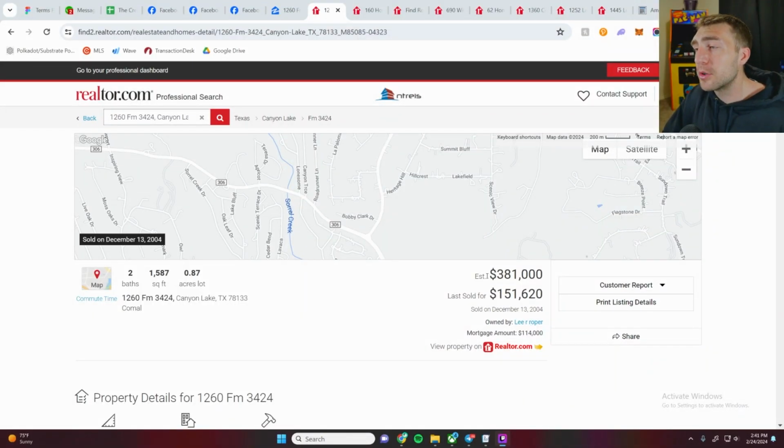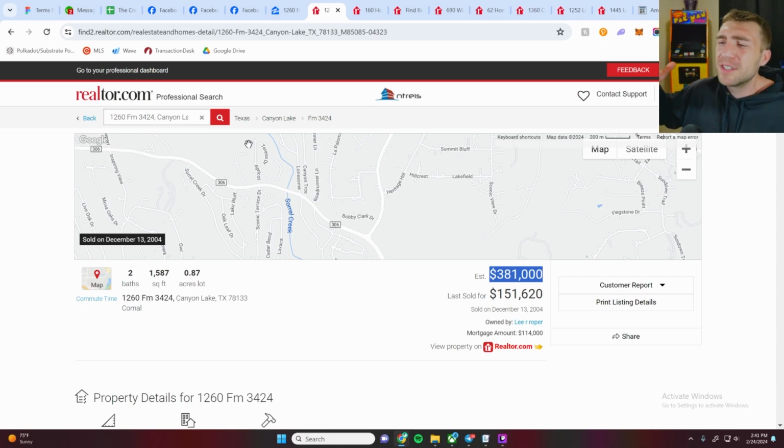As you can see here, realtor.com gives the estimate at 381,000, but when you're looking at homes with little liquidity, and I mean homes with little bit of purchases and sales in the area, if this was downtown Dallas or in a very metropolitan area, the estimate would be more accurate. But this estimate's going to be whack because they don't have a lot of data to go off of. I think 381 is still too high.